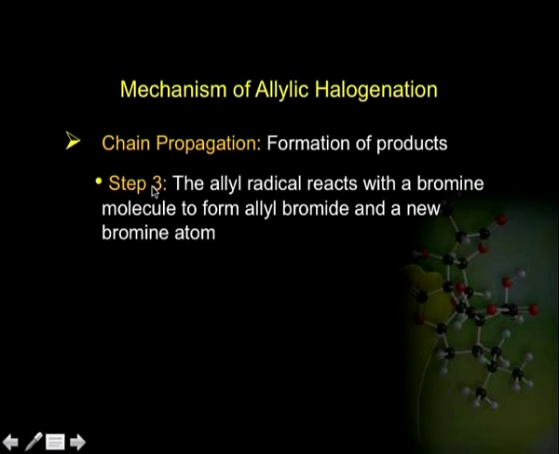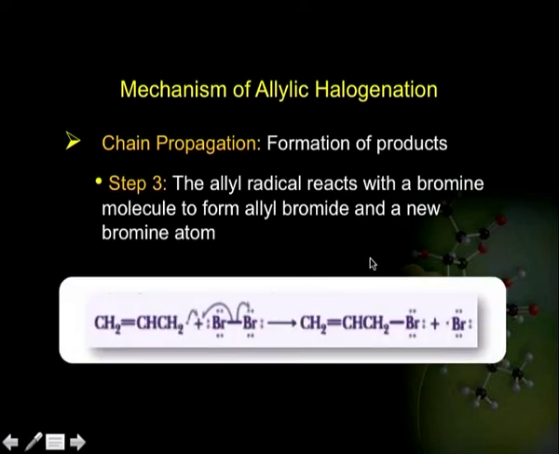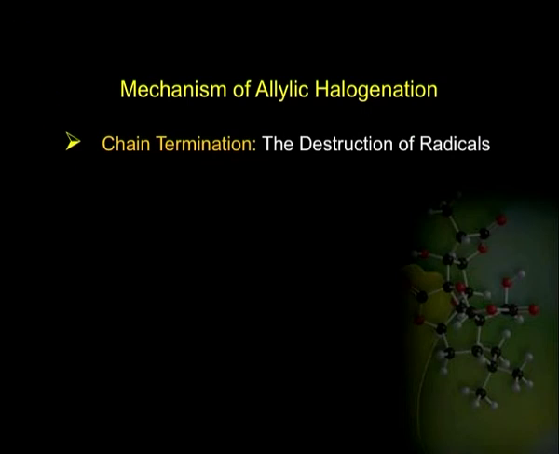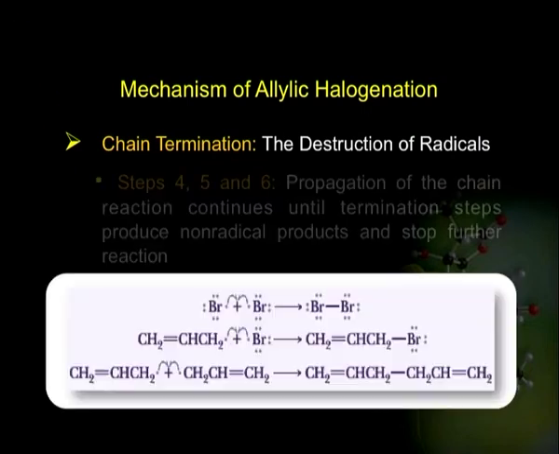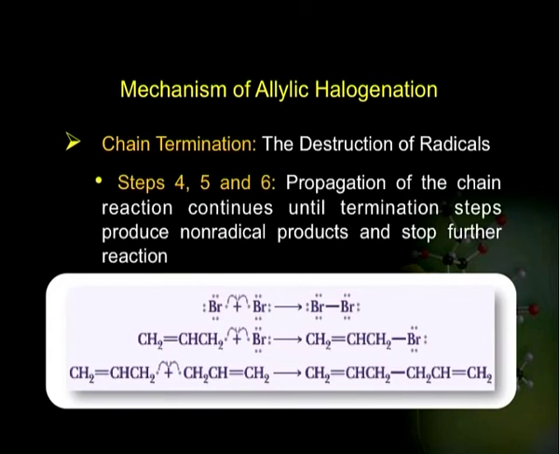In chain propagation itself, then we have third step where the allyl radical reacts with the bromine molecule to form allyl bromide and a new bromine atom. So, this is the way the two radicals will react, give rise to allylic substitution and another bromine radical. At the stage of chain termination, the radicals as usual get destructed or quenched, and in 3 steps propagation of the chain reaction continues until termination steps produce non-radical products and stop further reaction.